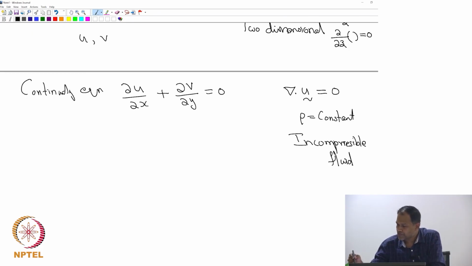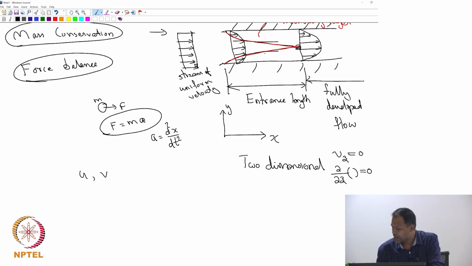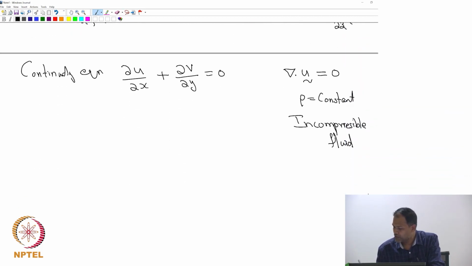Now we are only going to look at this fully developed part. Okay, we are not going to right now worry about what is happening in the entrance length. So by definition, fully developed flow is something in which things are not changing in the x direction. All of you agree with that? That's by definition. So we are going to incompressible flow and fully developed.